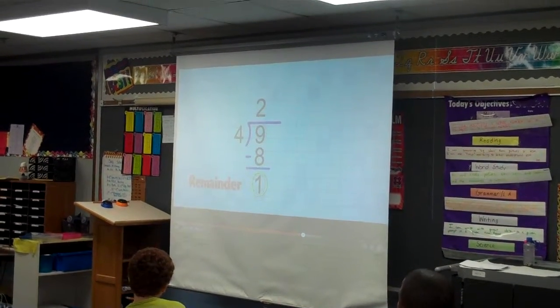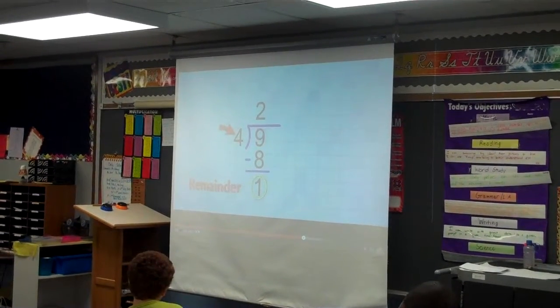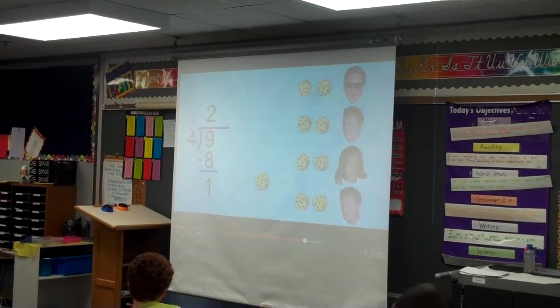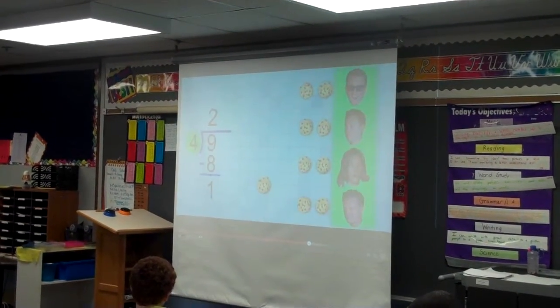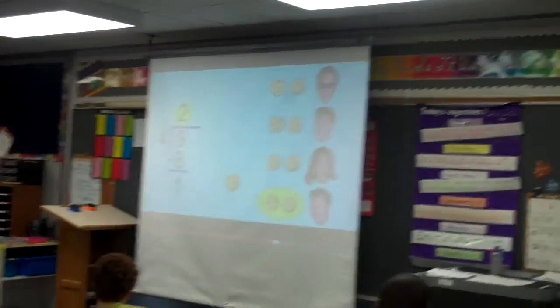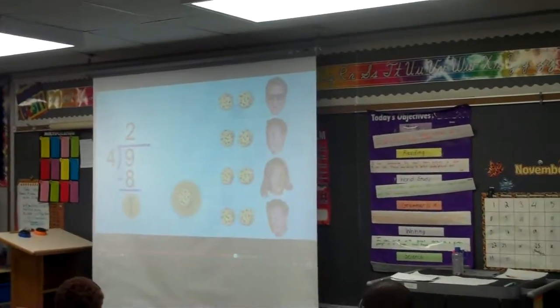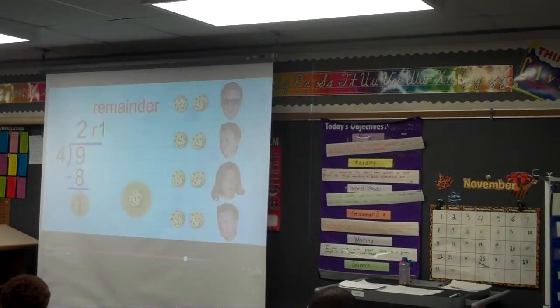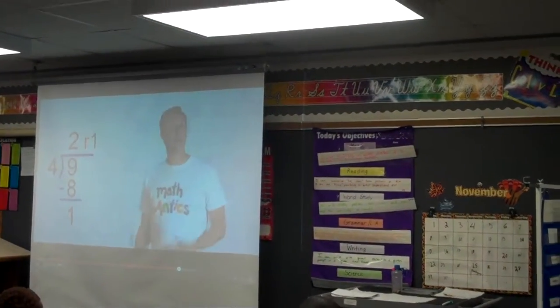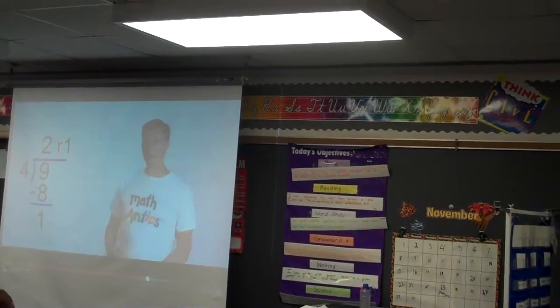Now that sounds good. It's less than our number of groups, and you can see with our cookie problem that it's exactly right. 9 cookies divided into 4 groups gives 2 cookies to each group, with 1 left over as a remainder, which we'll put right up here in our answer with an R for remainder. Perfect. And now you can see how you can do division without using pictures.